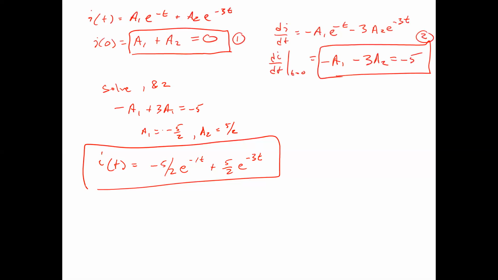Okay, questions? Okay, so that's just one type of the 4 different possible types of second order circuits you might get. Matthew?